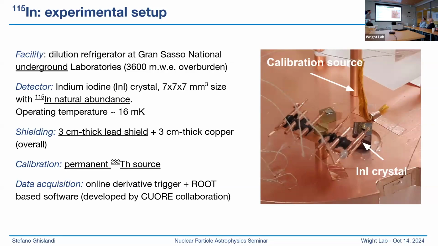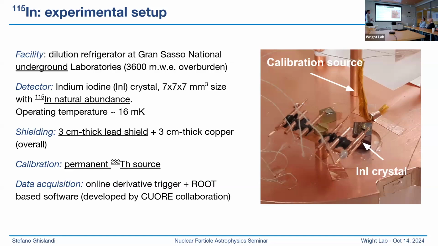Okay, this is the experimental setup. As I told you before, this is a very easy experimental setup. We actually did it with our hands. There is a crystal with an NTD glued on top, and gold wires bonded for the readout. The setup has been anchored to a dilution refrigerator at the Gran Sasso National Laboratories. It's an underground laboratory, so no muon background. The detector was operated at around 16 millikelvin.